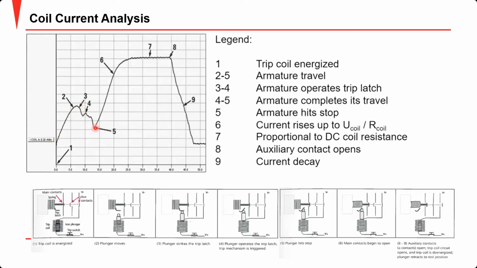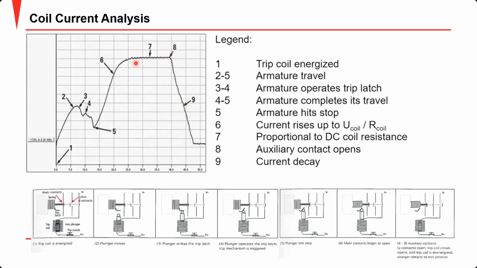And then here the armature finally finishes the motion and hits the stop. So now the current increases gradually till it reaches the steady state. This current can be calculated by dividing the DC voltage by the resistance of the coil. So at point number 8 here, we have the opening of the auxiliary contact to protect the coil. So the current decays and reaches back to 0.